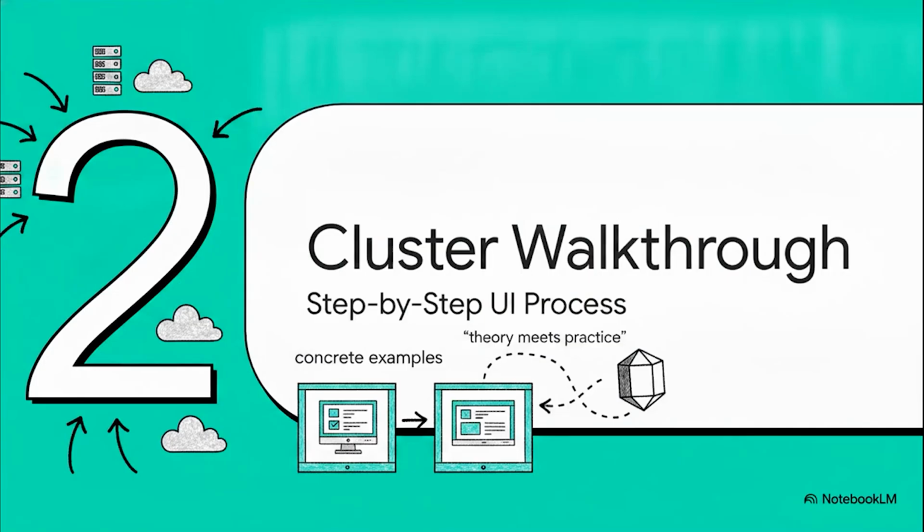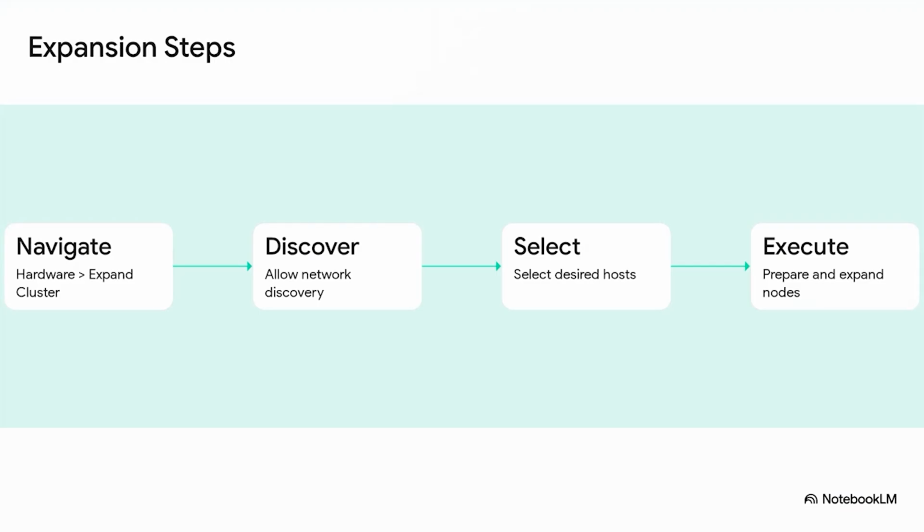Moving on to Section 2. Expand cluster walkthrough. Let's talk about how this actually looks. In Prism Element or Prism Central 7.5, you initiate the scaling process by navigating to Hardware, then Clusters, and clicking the Expand Cluster button. Behind the scenes, the system immediately starts hunting across your subnet for unassigned prepared nodes.